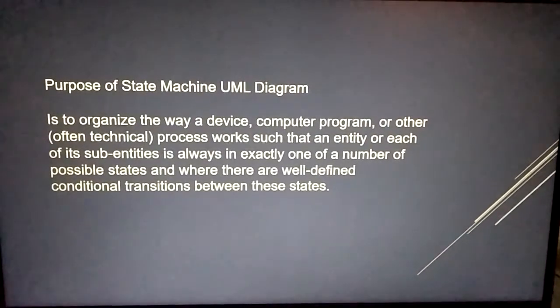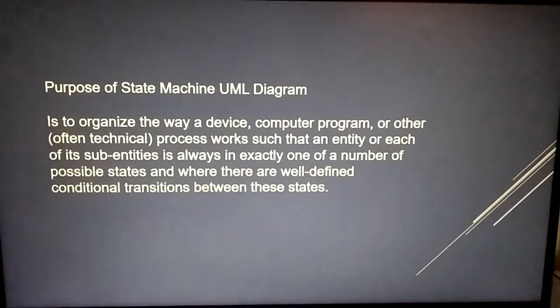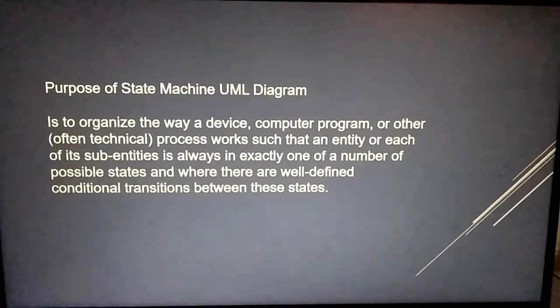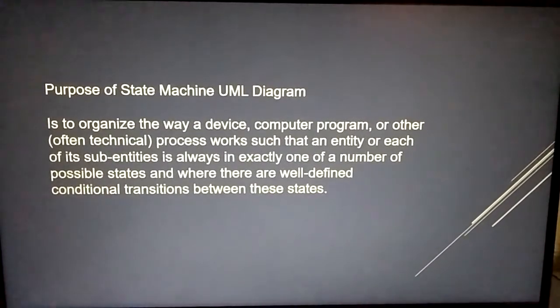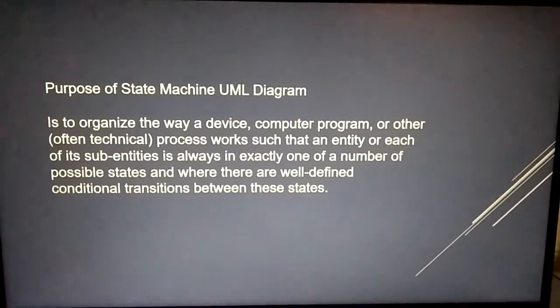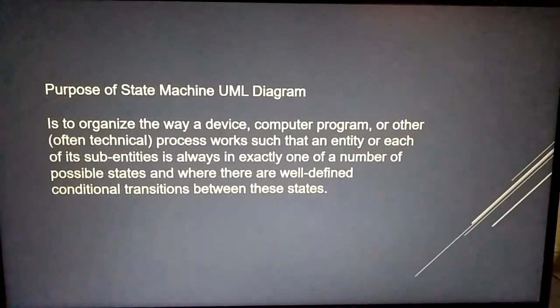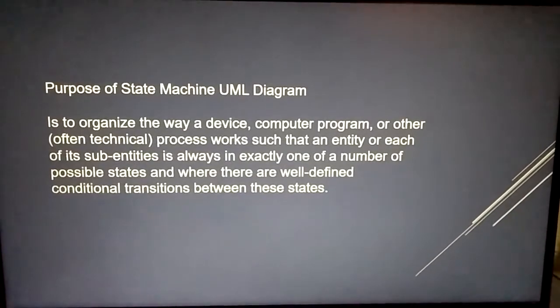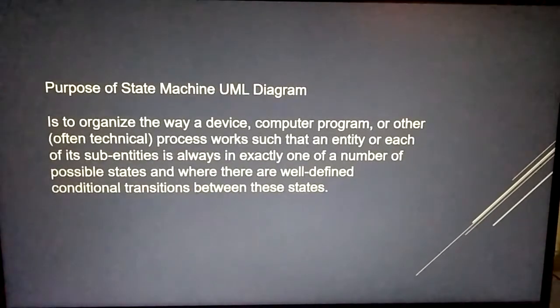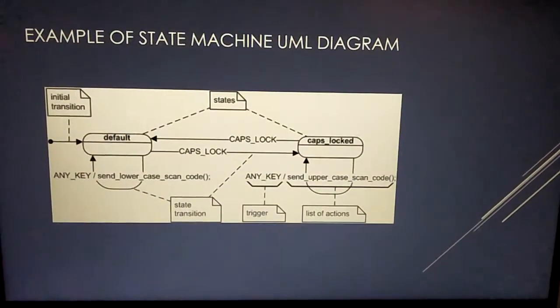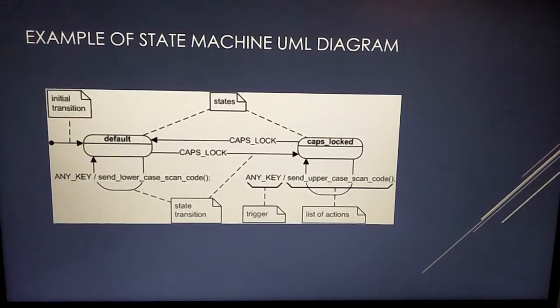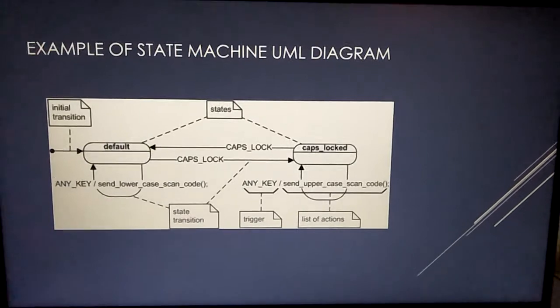The purpose of state machine UML diagram is to organize the way a device or computer program or other often technical process works such that an entity or each of its sub-entities is always in exactly one of a number of possible states and where there are well-defined conditional transitions between these states. So here's an example of state machine UML diagram.